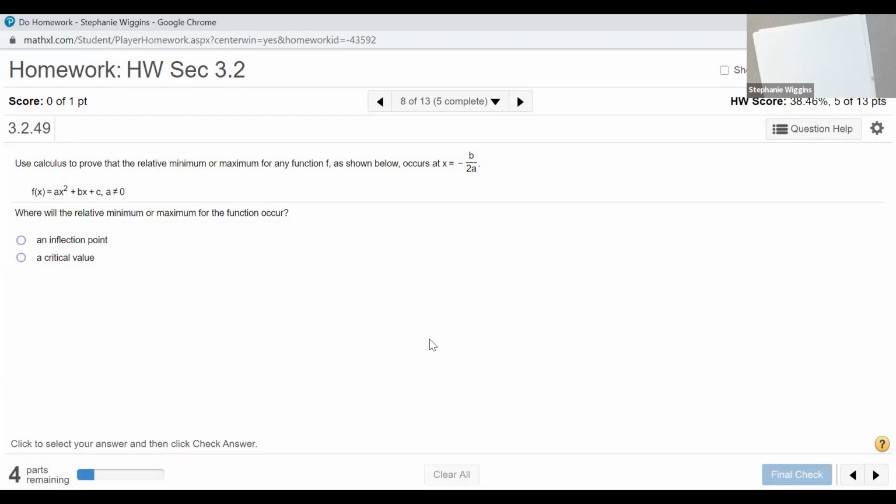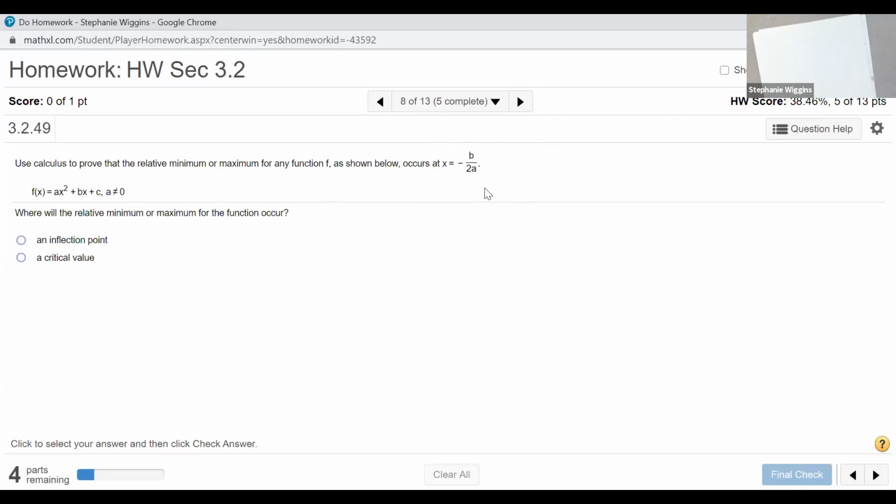This one says, use calculus to prove that the relative minimum or maximum for any function f, as shown below, occurs at x equal minus b over 2a. Now, you'll notice there's only one value, and that's because the function, now this isn't for any function, this is for all functions that are in this format where ax squared plus bx plus c is your f. That's a quadratic function. So when it says for any function f, they mean for any quadratic function. That's what they're saying right there, because this is the format that the function has to be in, and this is a quadratic function.